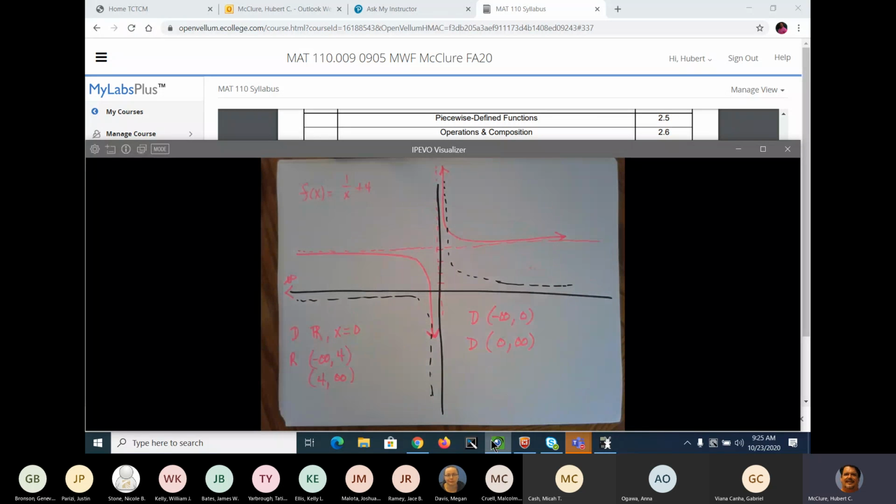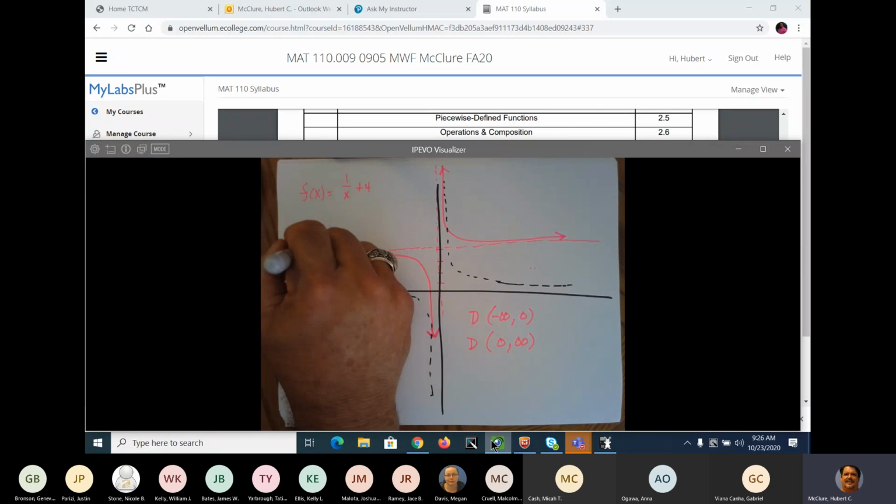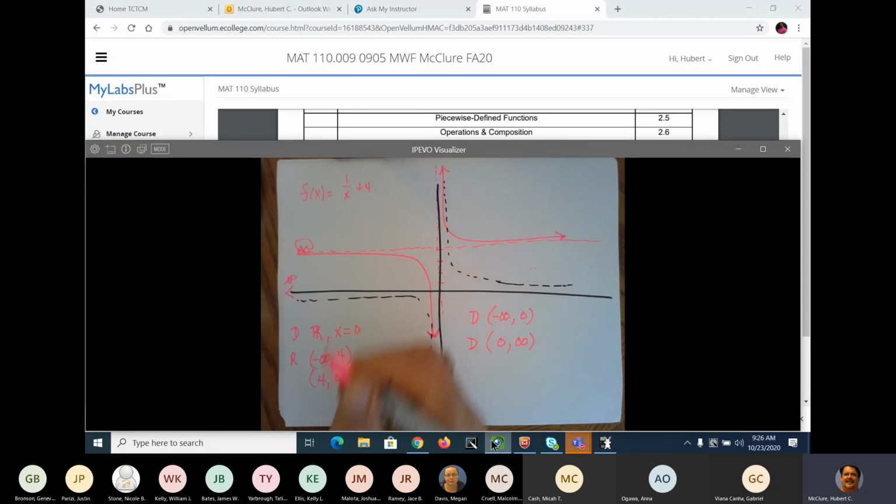Okay, which way do we read? We read from left to right. So put a car right there and tell me what that car is doing from left to right. I want somebody to tell me what that car is doing. It's going to be going what?